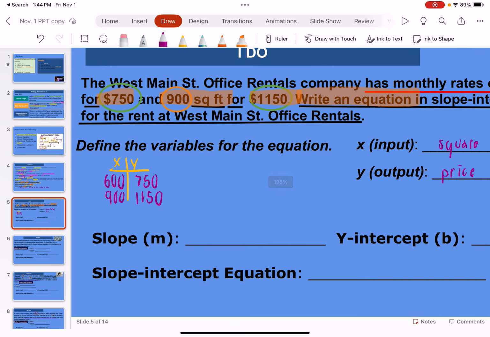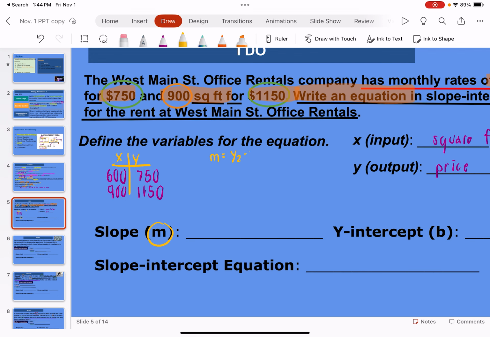So from here, we have to find our slope and our y-intercept. As a reminder, the slope is the letter m. So our formula to find the slope is going to be y2 minus y1 over x2 minus x1. To make it easier for us to do the calculations, I'm going to label my points in the table.